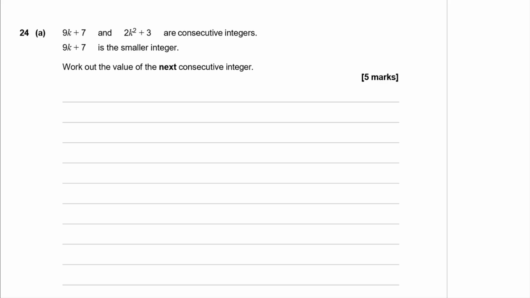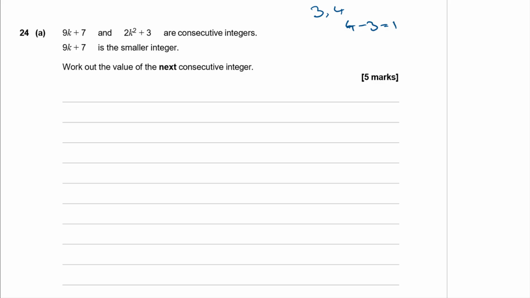Well, imagine you had two numbers. If I had two consecutive numbers like 3 and 4, if I take one away from the other, what am I going to get? I'm going to get 1, aren't I? Because if they're consecutive, it means they're next to each other. So 4 subtract 3 is going to give me 1, isn't it? And the same is going to be true for these rather hideous looking algebraic values. If I take one away from the other, I'm going to get 1.